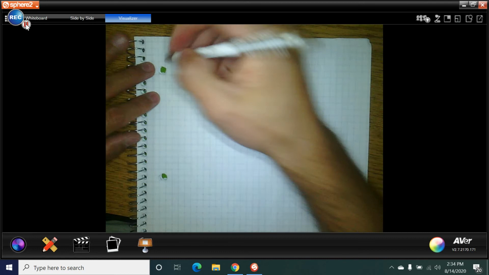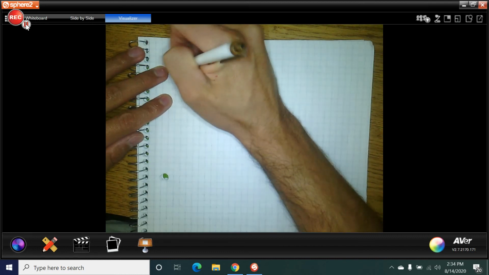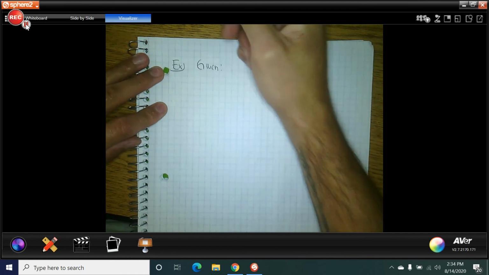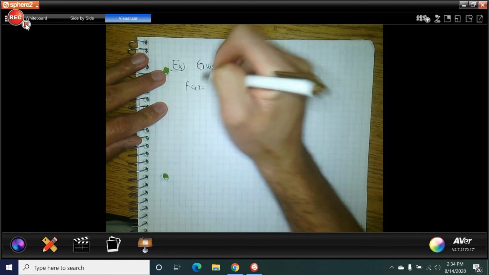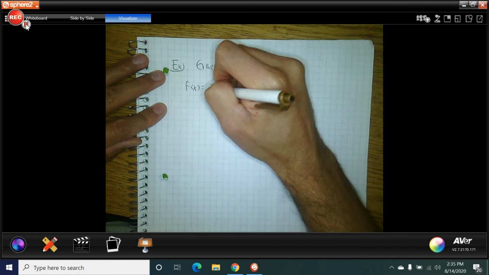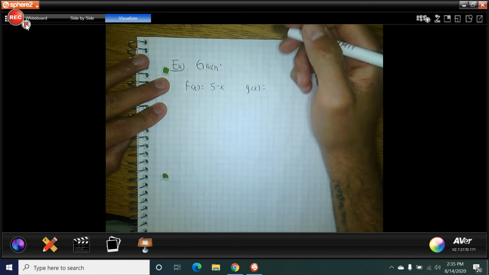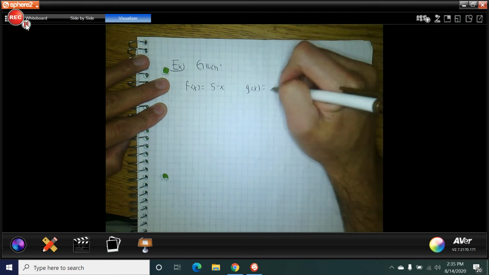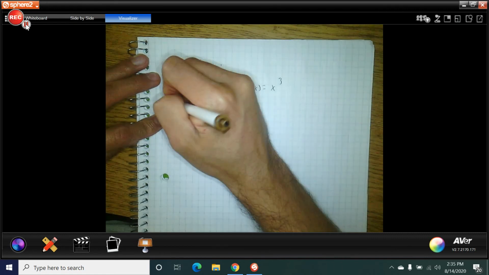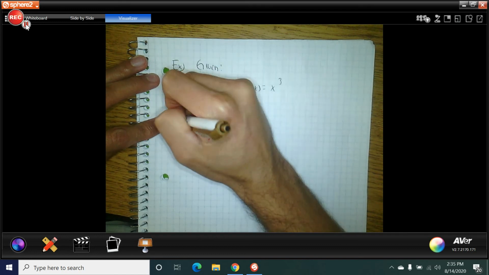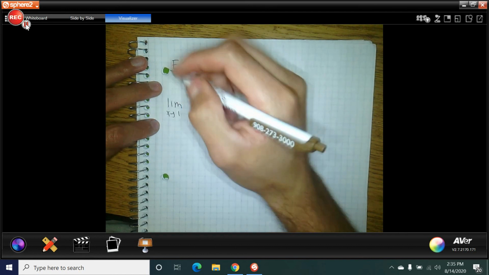Okay, for our next example, let's say that you are given the following. Let's say that f of x is equal to 5 minus x, and let's say that g of x is equal to x to the third. And you are asked to find the limit as x approaches 1 of g of f of x.